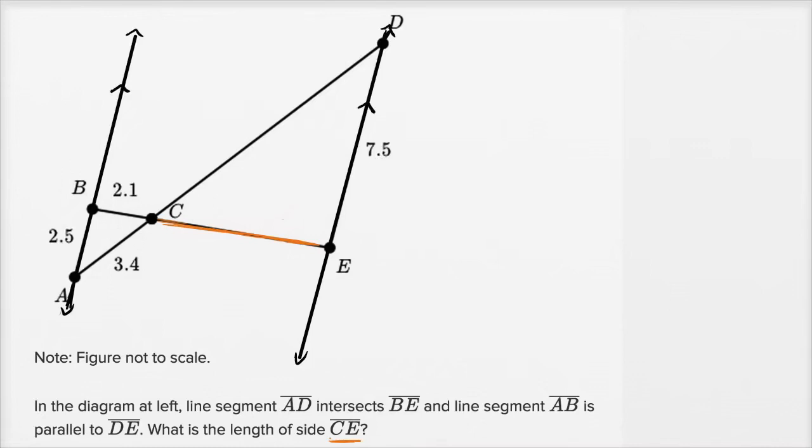Well, the first thing we know is, look, this angle is a vertical angle with this angle, so they're going to be congruent. This angle right over here, if you view segment BE as a transversal of the two parallel lines, is going to be an alternate interior angle to this angle right over here. These are alternate interior angles, so they're going to be congruent.